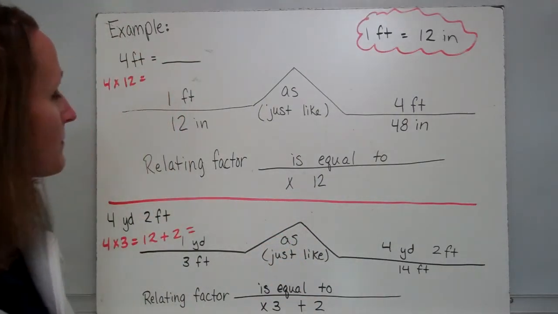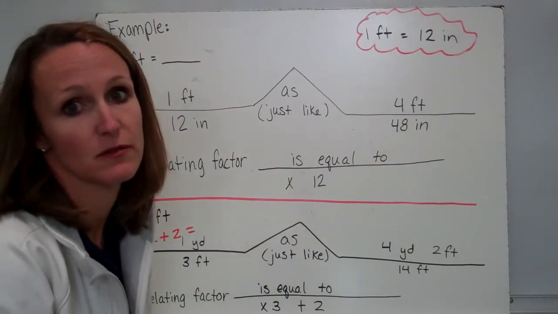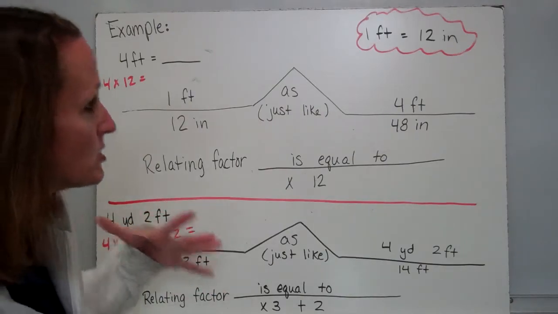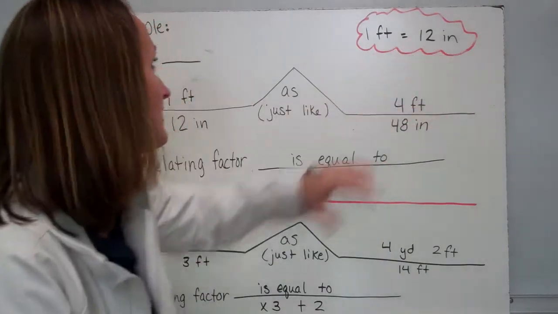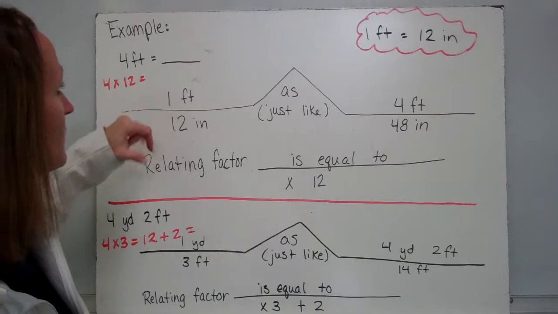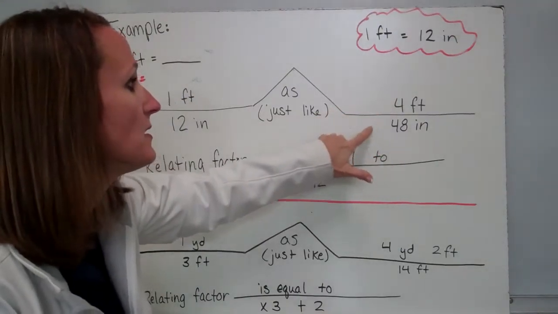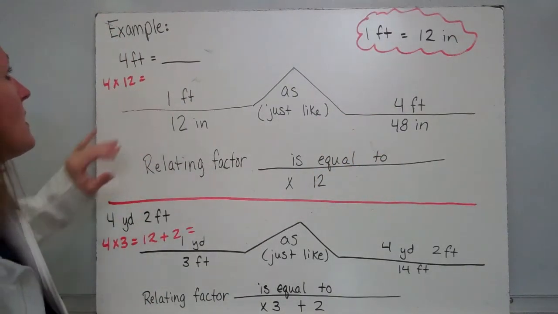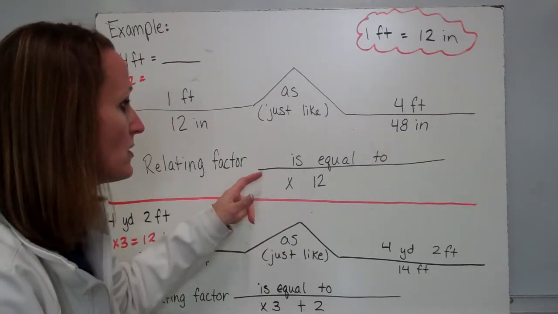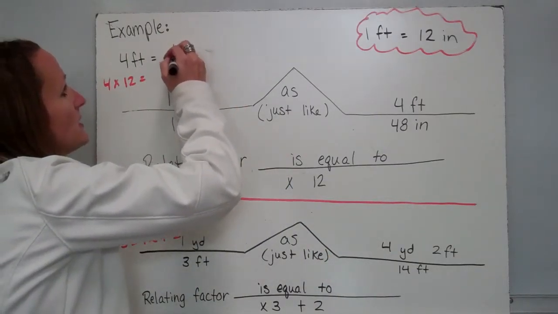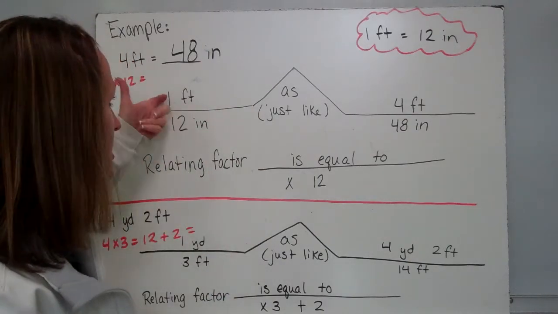For example, we want to convert 4 feet into inches. Hopefully you can do this one in your head. So we're going to multiply. We're going to convert our 4 feet into inches. Well, we know that 1 foot equals 12 inches, so we would do 4 times 12. Just like 1 foot equals 12 inches, 4 feet equals 48 inches. Our relating factor is that it's equal to times 12. So we're going to say 4 times 12, and we know that 4 feet is 48 inches. Simple enough.